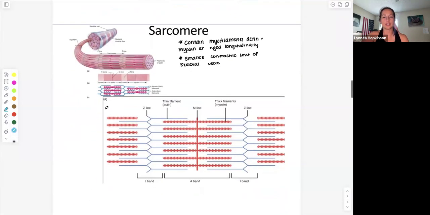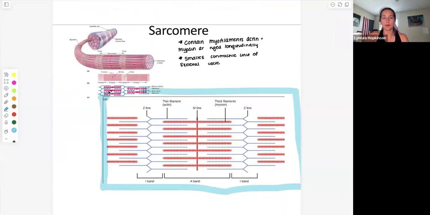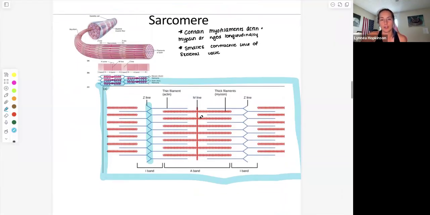Then this is just another diagram of a sarcomere, which I would highly recommend taking a picture of to use for study, because I just like this diagram a lot better personally. I think it does a much better job at showing the Z lines and the structure of the sarcomere in general.